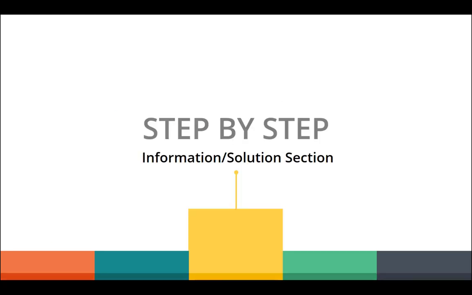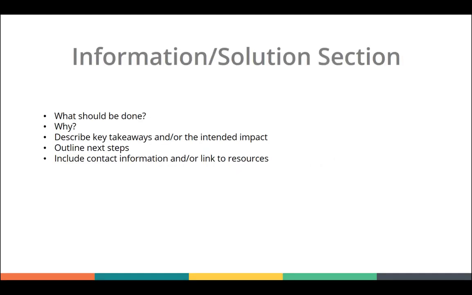The next step is to work on your information or solution section. This section will contain the bulk of your information and will really get at what should be done. Here you also want to answer why. Why is the information that you're providing to the audience appropriate? Be sure to describe key takeaways and the intended impact, outline next steps if applicable, and include contact information and/or link to resources if they are available.